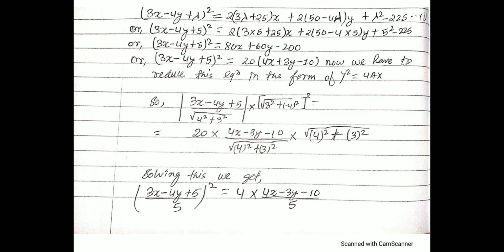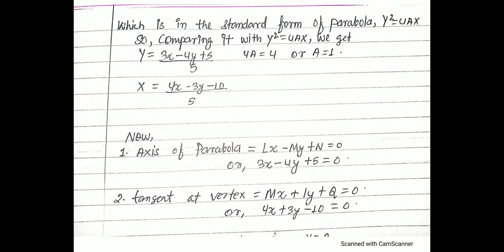Solving this, we get ((3x - 4y + 5)/5)² = 4(4x - 3y - 2x)... Now look at this, we got what we want. Y, which we can write as y² = 4ax, which is in the standard form of a parabola, that is y² = 4x.